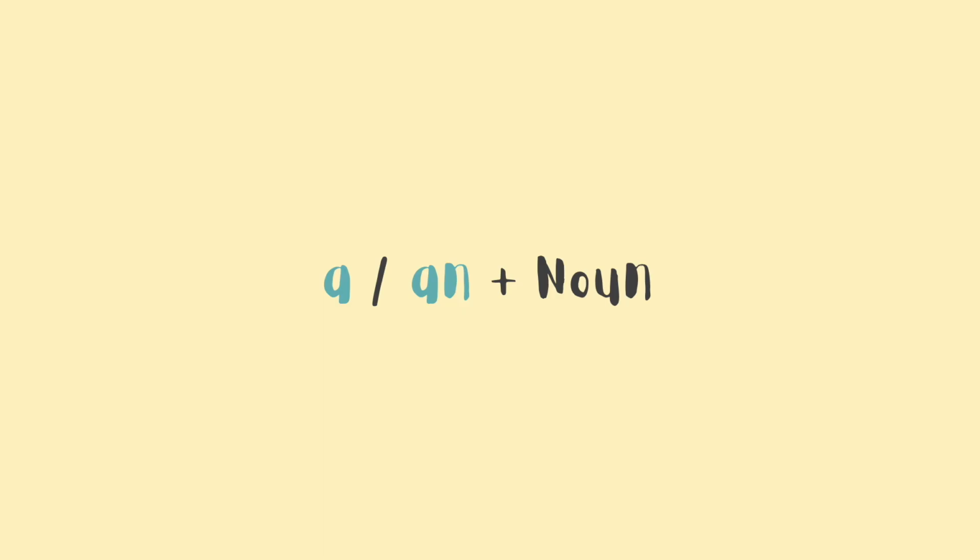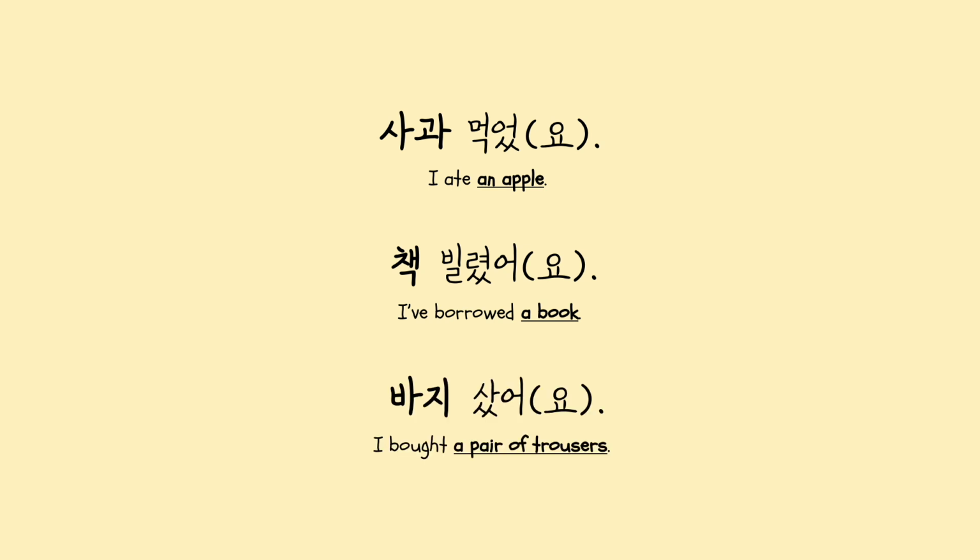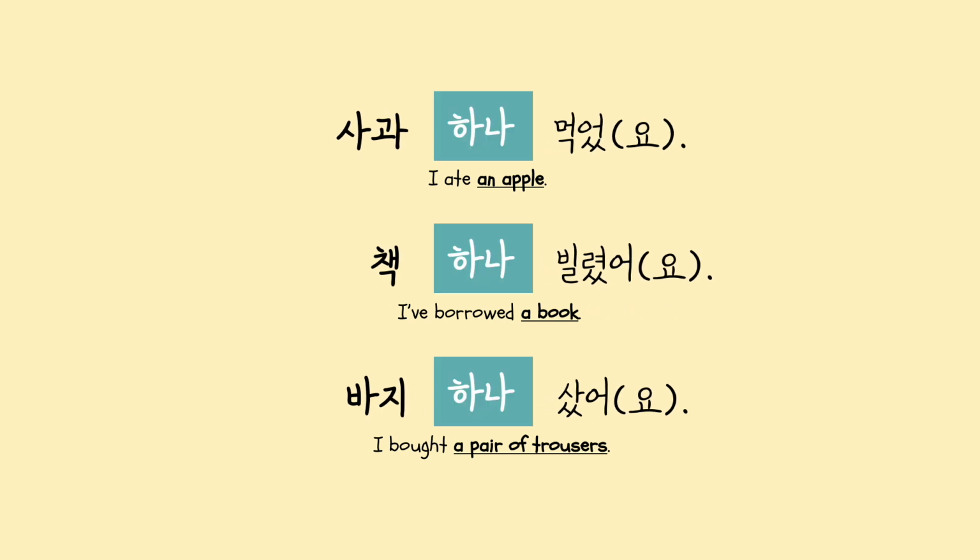In Korean, there is no indefinite article like a or an. 사과 먹었어. 책 빌렸어. 바지 샀어. When sentences don't indicate how many or how much, they usually mean just one. If you want to clarify or emphasize that you mean one, then you should add 하나.